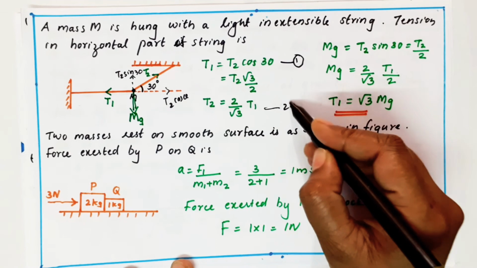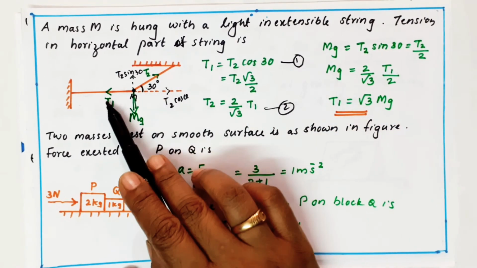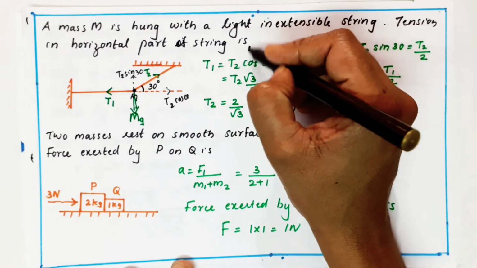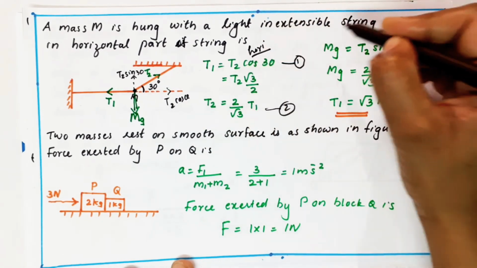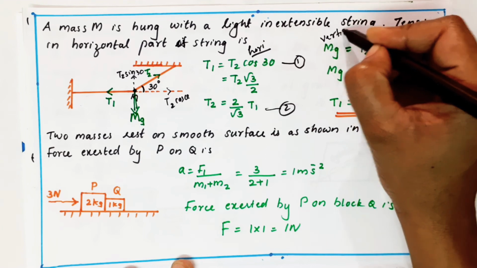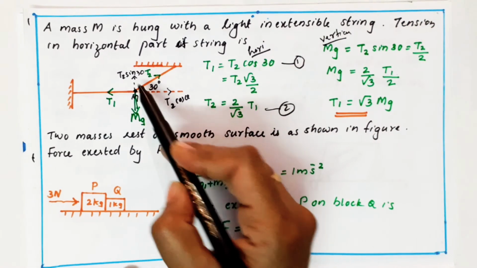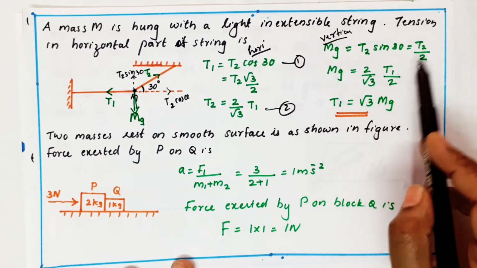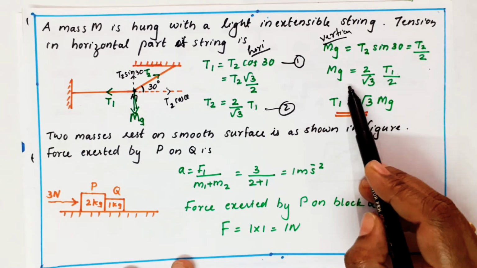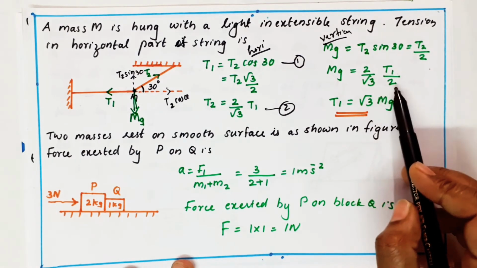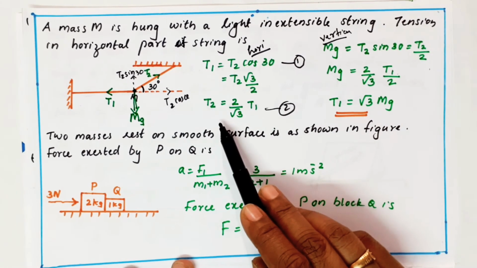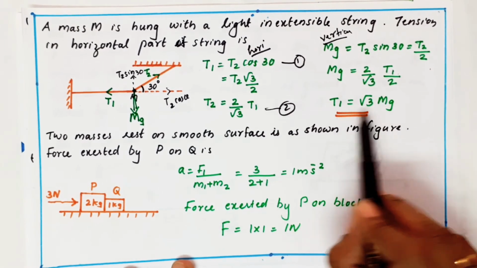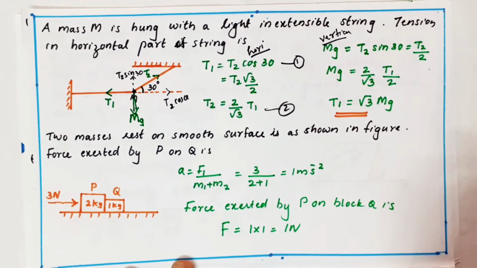Okay. Now, we are equating this horizontal component, vertical component. Horizontal we equated. This I am equating vertical components. So, vertical components means T sin theta is balanced with mg. So, mg equals T2 sin 30. That is T2 by 2. That is mg into 2 by root 3. Because T2 you already got from here as 2 by root 3 T1 by 2. So, I got T1 as root 3 mg.